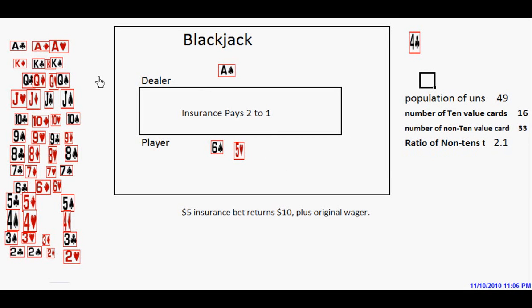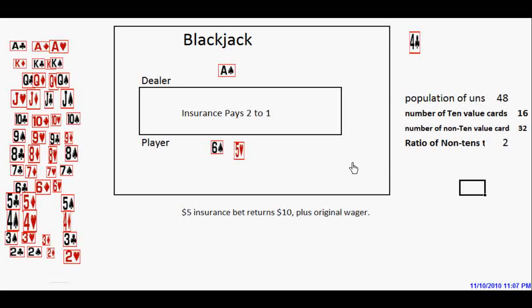Well, before we had a population of 49 unseen cards, but now we've seen this 4 that's come out of the deck. So now we have only 48 unseen cards. 16 of these are 10s. Now only 32 of them are non-10s, because the 4 of clubs is out of the deck. Now the ratio of non-10s to 10s is exactly 2-1 against. Okay, so this is still not a winning bet for the player, but it's a break-even bet. If he places the $5 here, he will win one-third of the time. The dealer will win two-thirds of the time, but the player gets 2-1, so they break even.